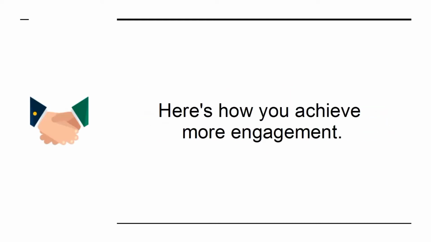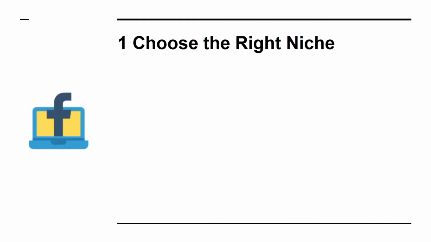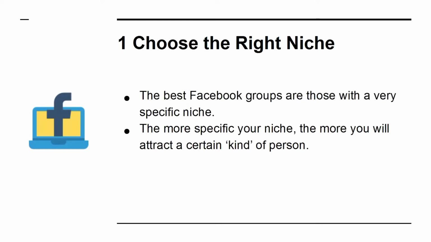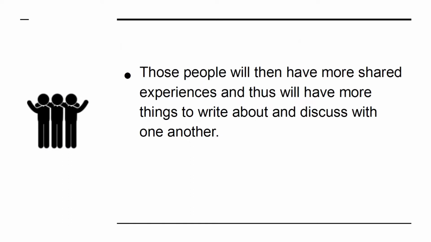Here's how you achieve more engagement. 1. Choose the right niche. The best Facebook groups are those with a very specific niche. The more specific your niche, the more you will attract a certain kind of person. Those people will then have more shared experiences and thus have more things to write about and discuss with one another.